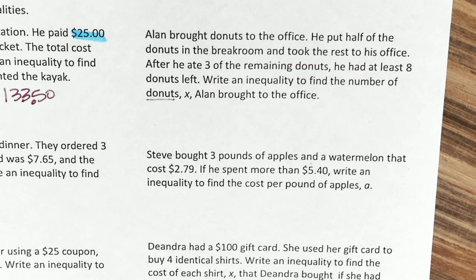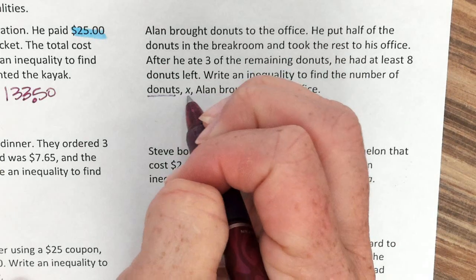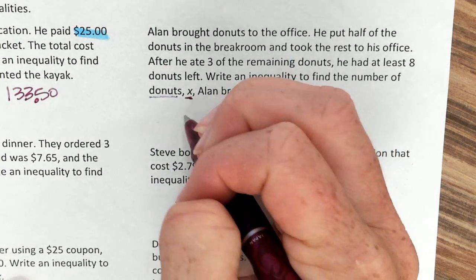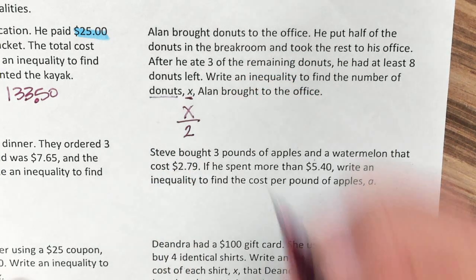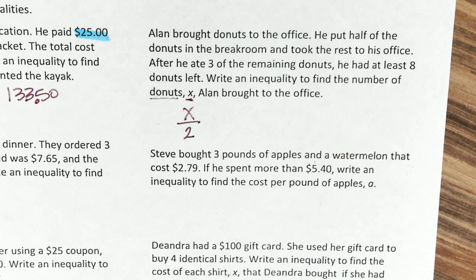How would I find half the donuts? Guys, shh. Listen to my question. How would you find half of anything? You could divide by 2. So I take the donuts, which they told me I have to call x, and I divide it by 2. I also could have multiplied it by 1/2 because multiplying by 1/2 is the same thing as dividing by 2.